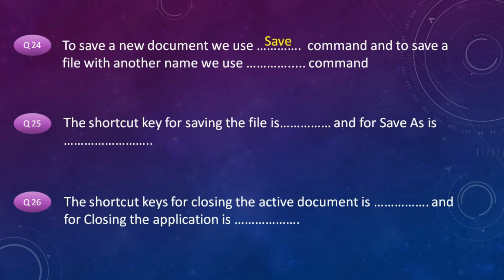The answer for these questions: to save a new document, we use save command, and to save a file with another name, we use save as command. The shortcut key for saving the file is Ctrl S and for save as is Shift Ctrl S. The shortcut key for closing the active document is Ctrl W and for closing the application is Ctrl Q.